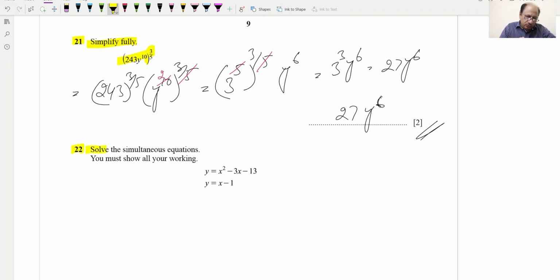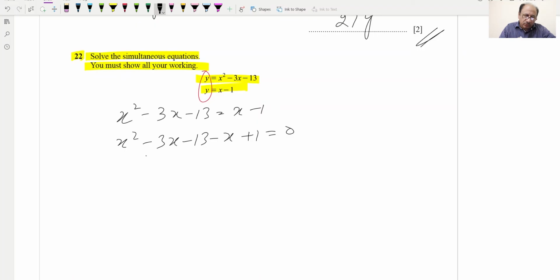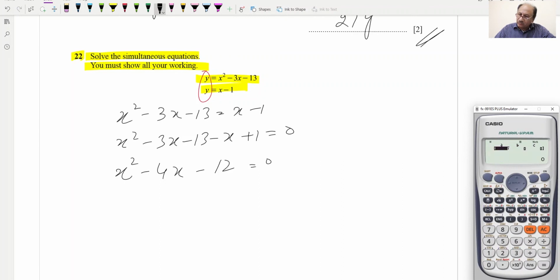Now question number 22, solve the simultaneous equations. You must show all your working. Both sides are equal to y, so we can equalize them. So x squared minus 3x minus 13 is equal to x minus 1, and we can shift everything to the other side, so we get x squared minus 3x minus 13 minus x plus 1 equal to 0. Adding like terms, we get x squared minus 4x minus 12 is equal to 0. Further we can factorize, and for factorization we are using calculator mode 5-3, entering 1, minus 4 and minus 12. Keep in mind you have to show your working: 6 and minus 2.